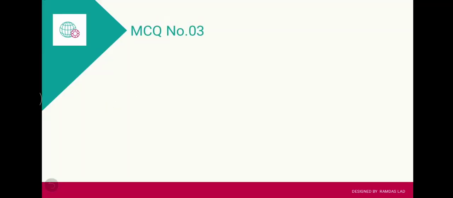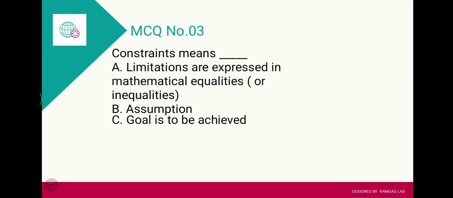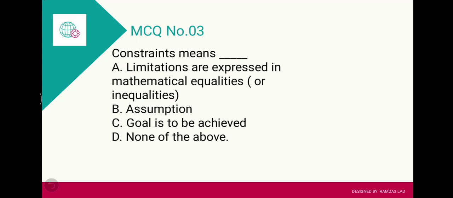Question number 3. Constraint means option A, limitations expressed in mathematical equalities or inequalities. B, assumptions. C, goal to be achieved. Option D, none of the above. So here constraint means limitations given in the problem. So limitations are expressed in mathematical equalities or inequalities. So option A is the correct answer. Let us check.